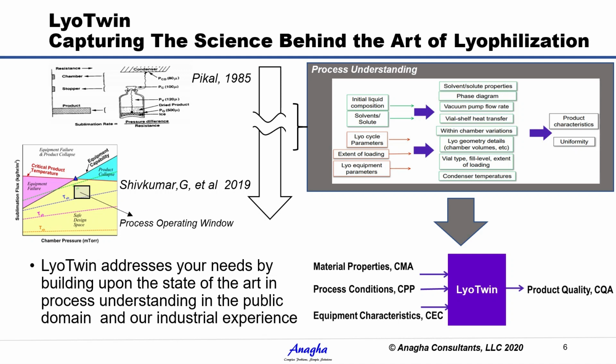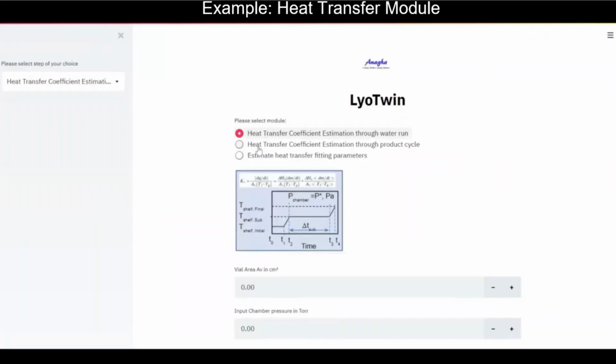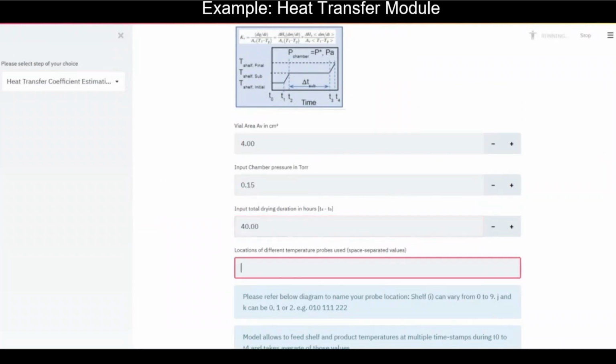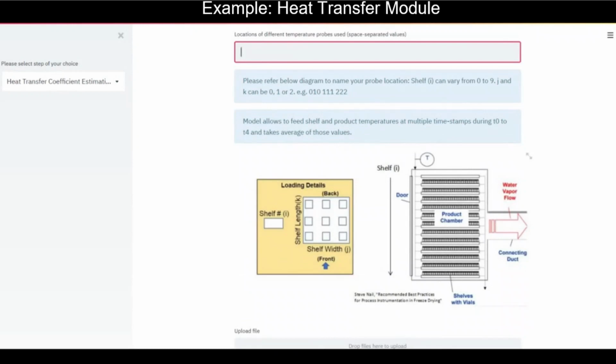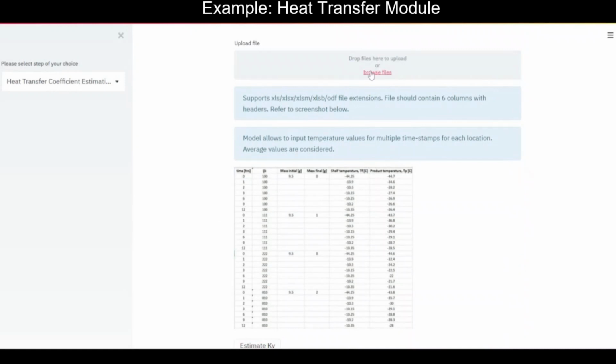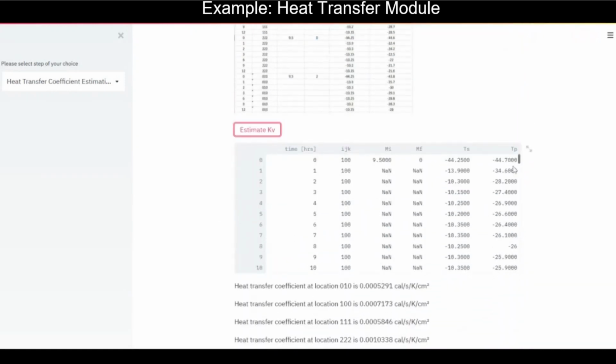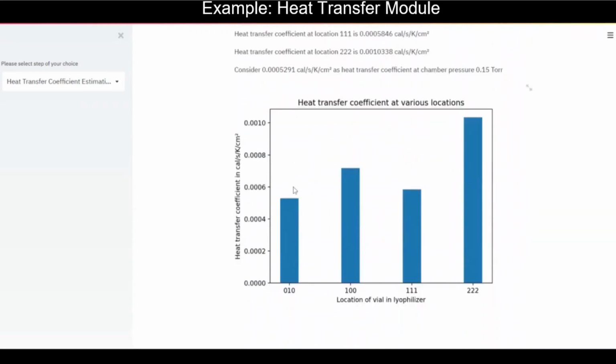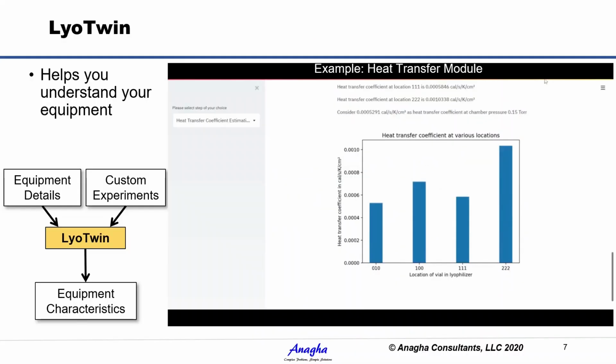Let's take a look at a few modules of LyoTwin. Each lyophilizer is different. A cycle that works for a product on one unit is not guaranteed to work on a different unit. So it's important to understand the equipment characteristics and design processes appropriately. LyoTwin has modules to help you with such needs. This example shows how you can input data from custom weight loss or freezing experiments to obtain heat transfer coefficients and their variation within the lyophilizer.